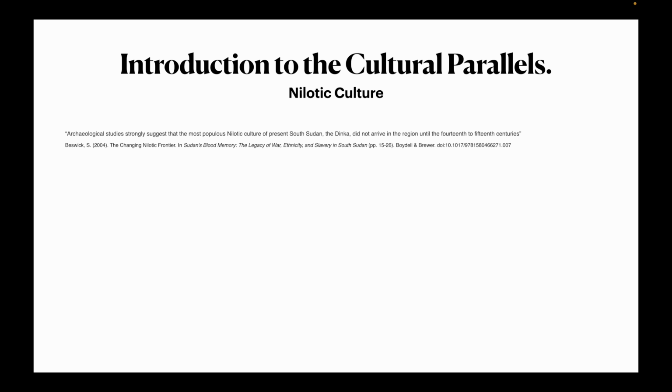So here we're gonna look into the Nilotic cultural parallels. This is gonna be the last slide, again a half-finished one. It says archaeological studies strongly suggest that the most populous Nilotic culture in present South Sudan, the Dinka, did not arrive in the region until the 14th to 15th century. The source is Sudan's Blood Memory. This is really just to show you we did not come into southern Sudan until recent times, a couple hundred years ago.